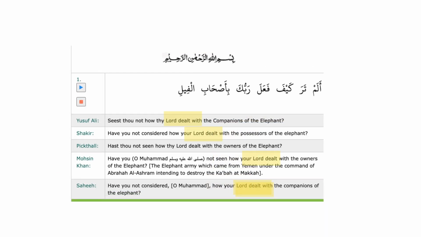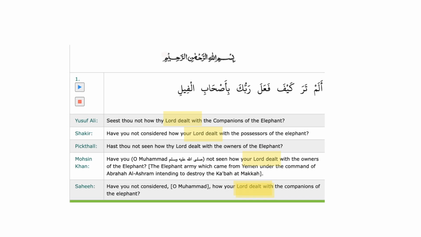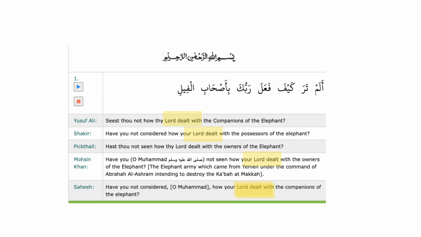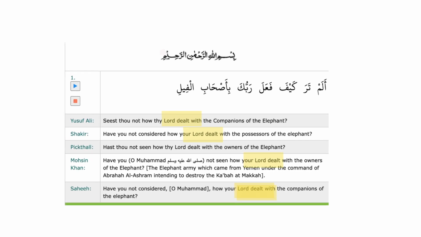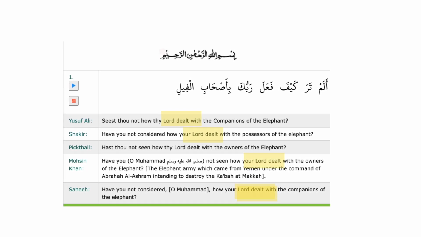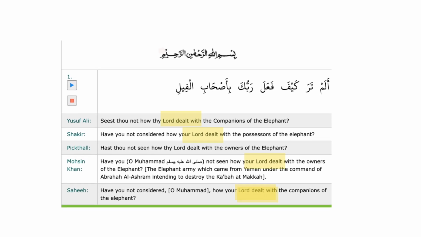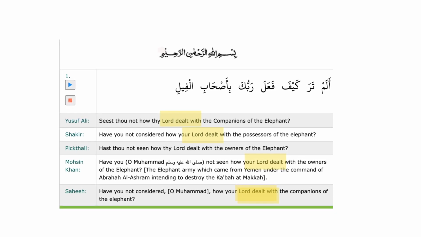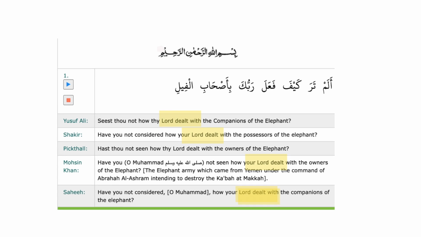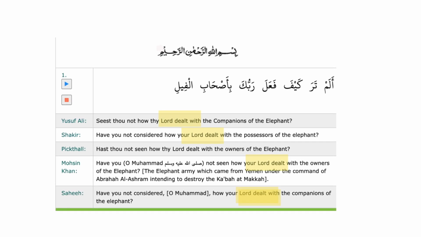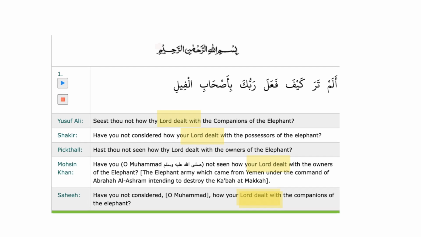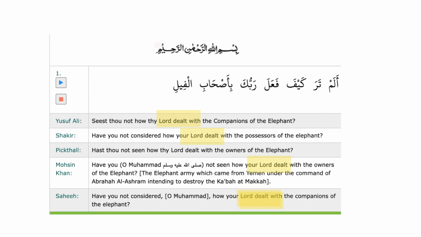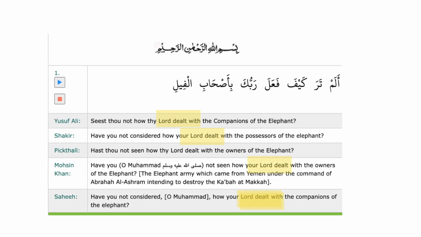أَلَمْ تَرَ كَيْفَ فَعَلَ رَبُّكَ بِأَصْحَابِ الْفِيلِ. Hast thou not seen how thy Lord dealt with the owners of the elephant? فَعَلَ means did or dealt. This is a verse about an event in the past, so by common sense we can use past tense. A pattern of verb will generally guide the meaning, but it can change a little bit while working with the verse.